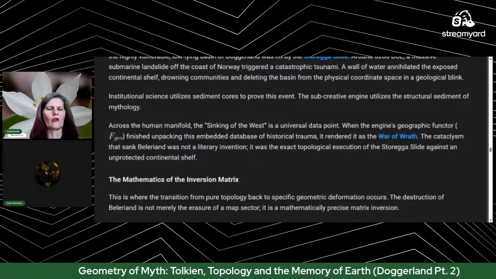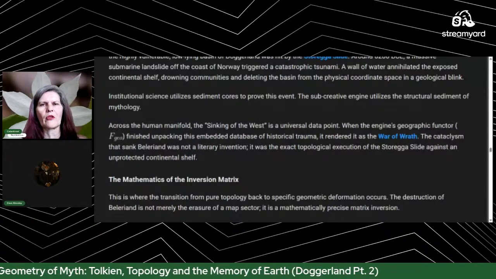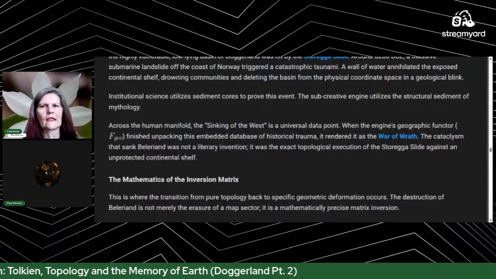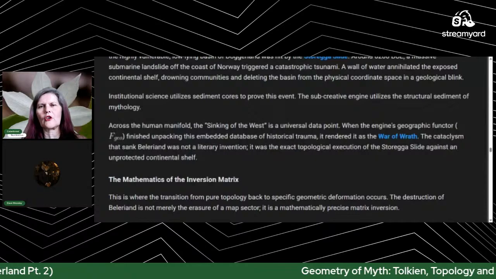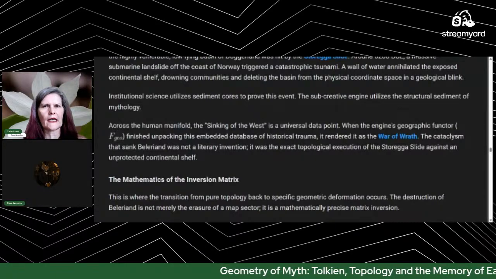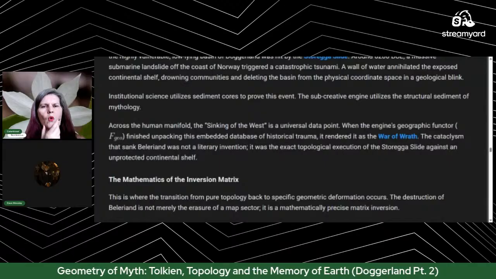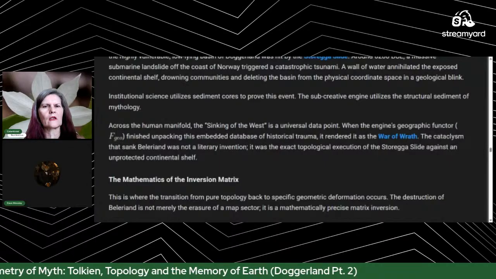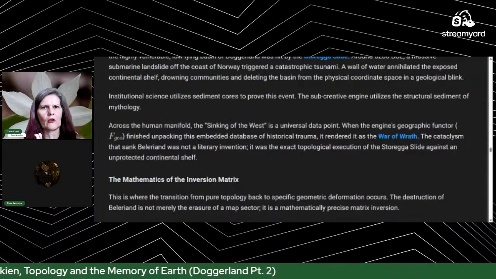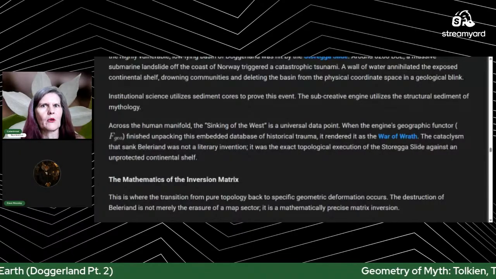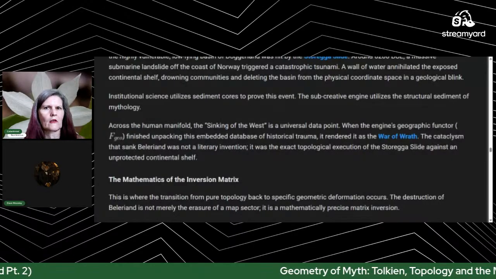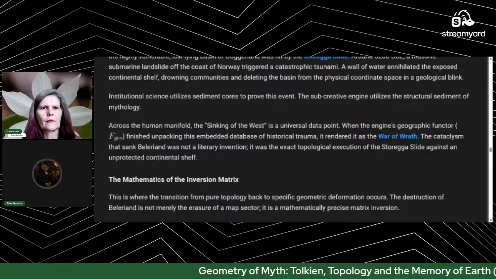Although I do think that a lot of people think that it was the sinking of Atlantis, which could be, if you will, likened to Numenor, Atalante. But it's interesting. Why wouldn't he be tuned into this actual catastrophic tsunami that sunk Beleriand? That would be just as much of a data point.